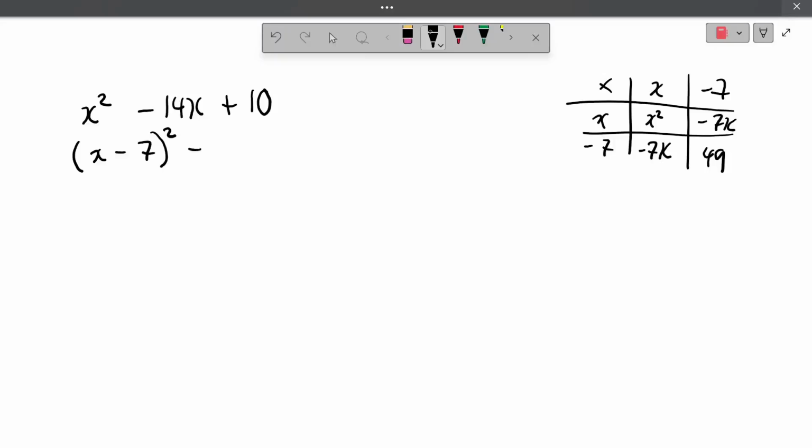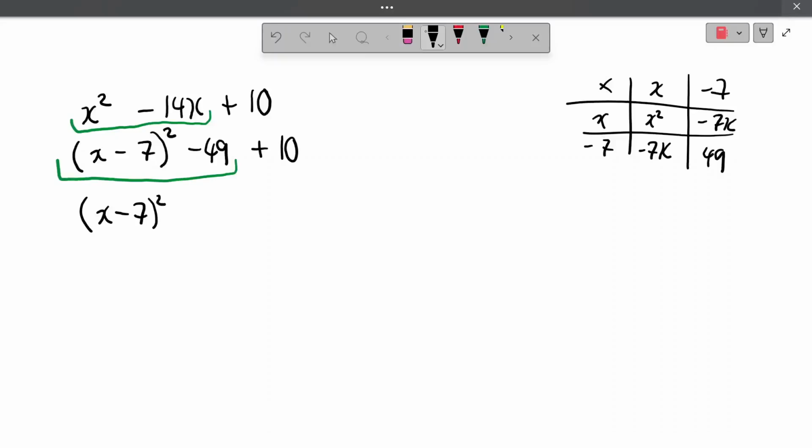So what we then have to do is you have to minus that 49, because then this bit here is this bit here. But we still have that plus 10. Then that's (x − 7) in brackets squared. Minus 49 plus 10 is minus 39. Boom.